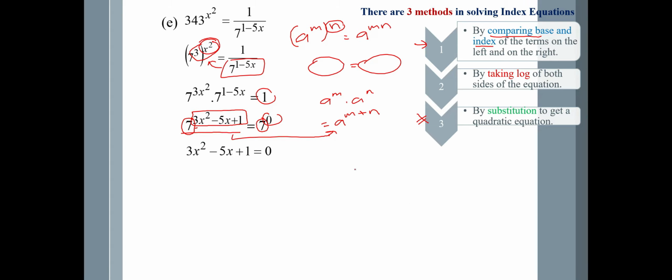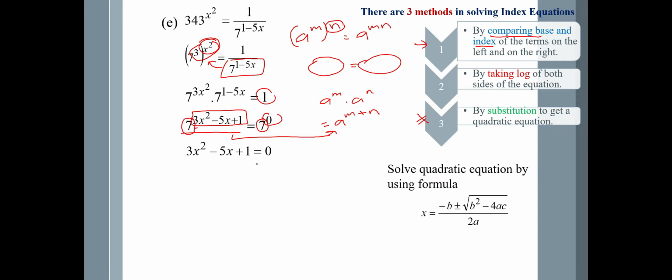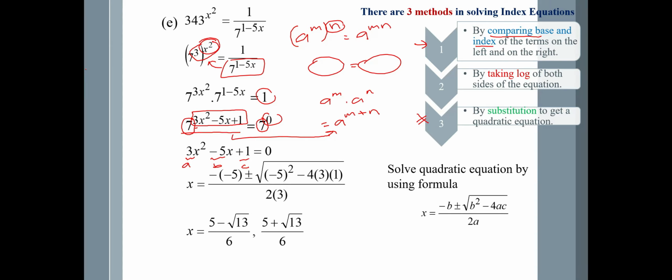Okay, this is just a quadratic equation, but can you factorize? No, you can't. You have to use this formula. You can just substitute the values of a, b, and c into that formula. This is a, this is b, this is c. You substitute into the equation, and then you can get these answers.